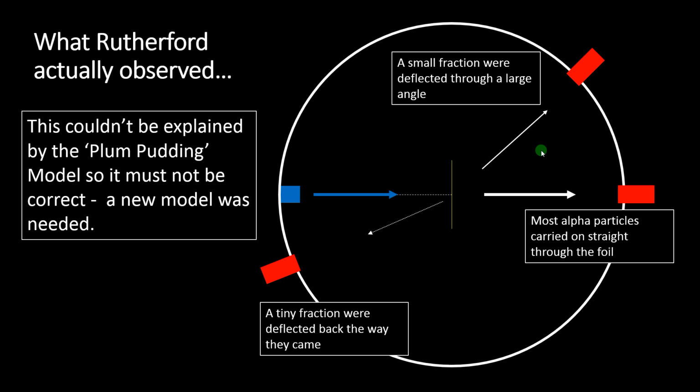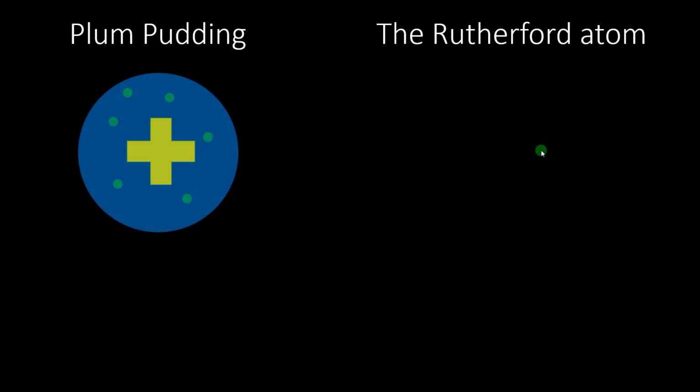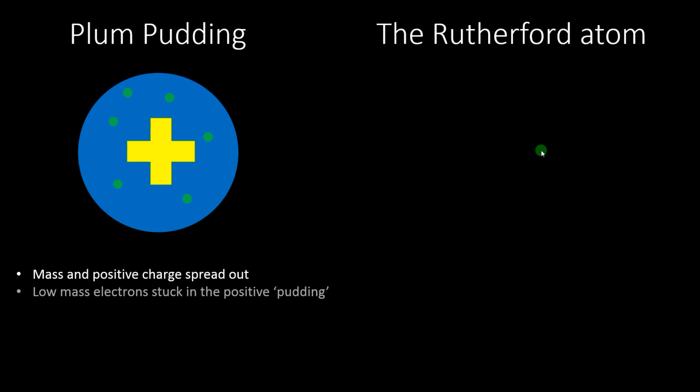We're going to do a side-by-side comparison of the two. So just to remind you, the plum pudding model has the electrons, the plums, embedded in the big positive pudding. The mass and positive charge are spread out because the pudding is spread out. And the low mass electrons are stuck in it, right?